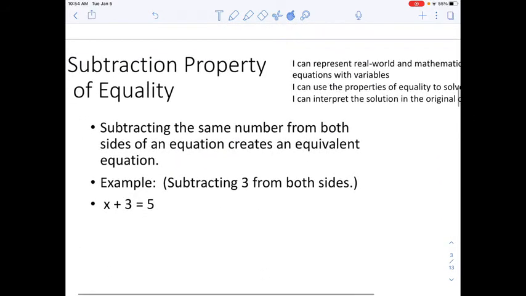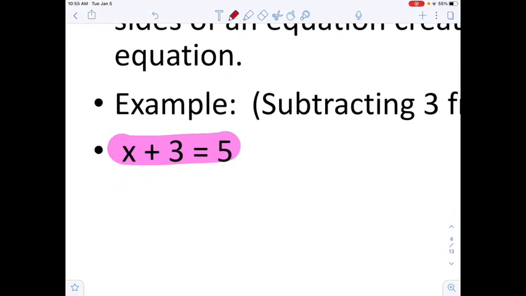The opposite of the addition property is the subtraction property. So I want you to write this in your notes: x plus 3 equals 5. Again, we're going to draw a line down the equal sign. And the opposite of addition is subtraction.